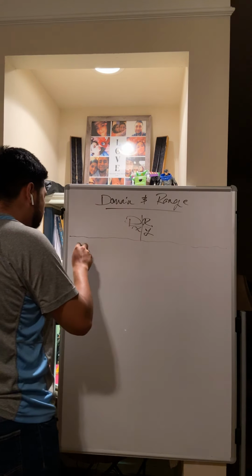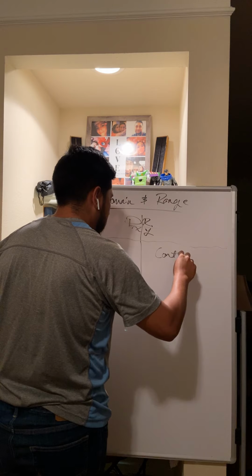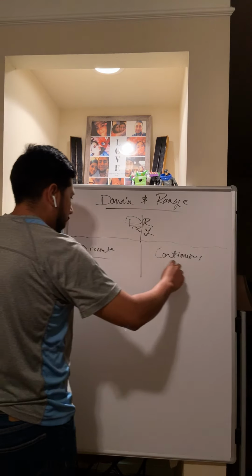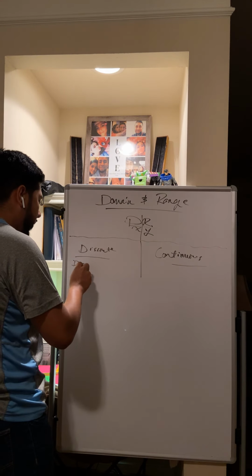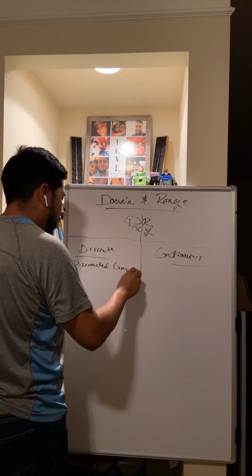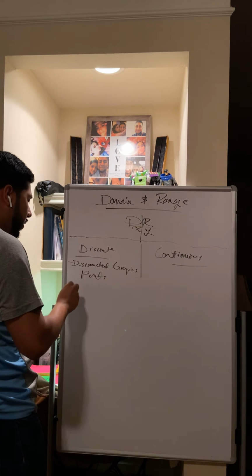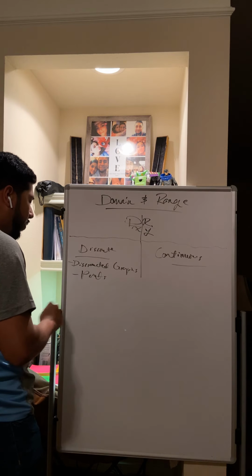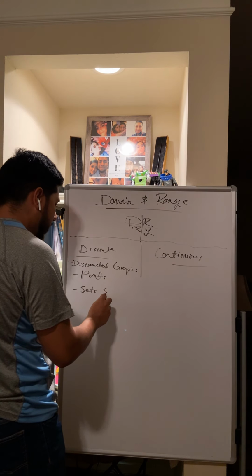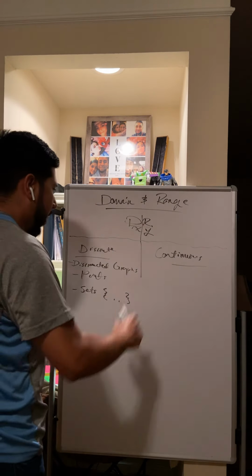Next, discrete and continuous. Discrete is disconnected graphs, which are basically just points. So disconnected graphs, just points, and my answers are sets, which are in brackets, something like this, where we put numbers in with a nice, beautiful bracket type of looking thing.